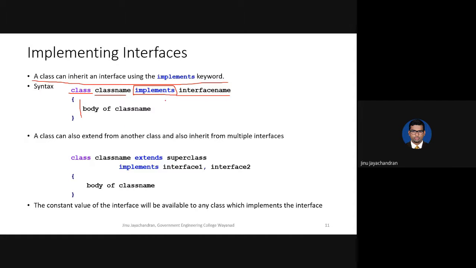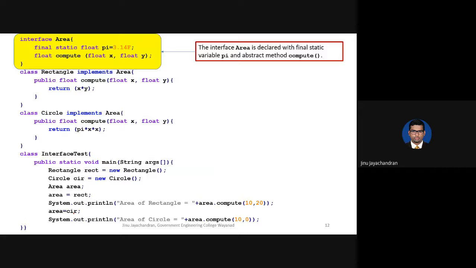Now, you can have the class extending from a superclass along with implementing some interfaces. That is also possible. You don't need to implement only an interface. You can also inherit from a superclass, and you can also implement an interface. So let's see an example.